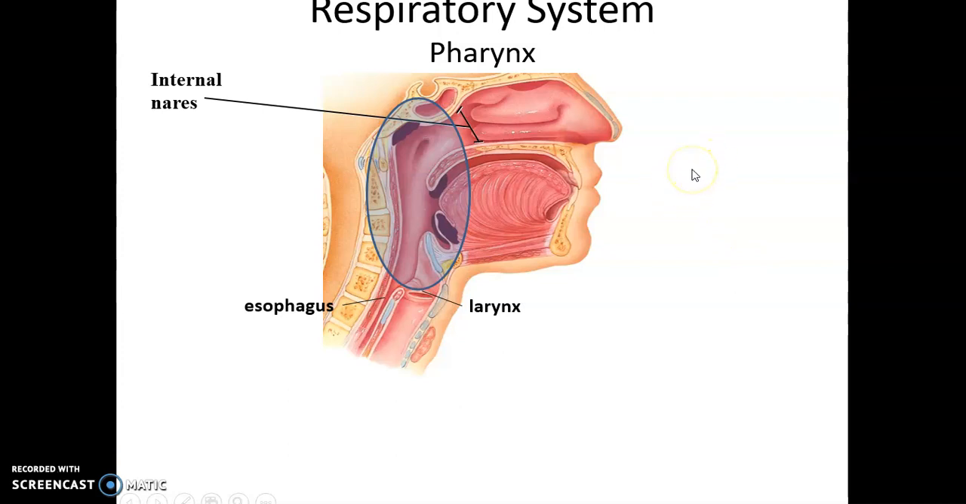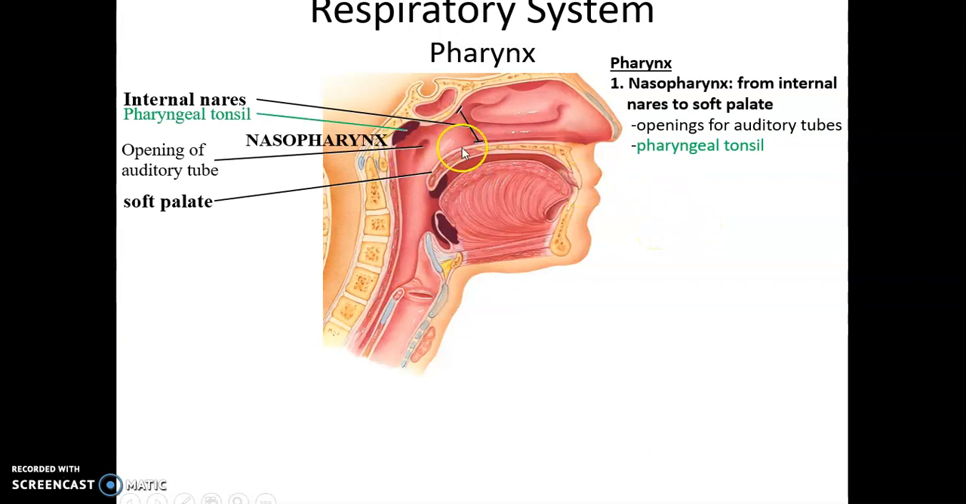So, as mentioned in the previous lecture, air will leave the nasal cavity through the internal nares and enter the pharynx. The pharynx, or back of the throat as it were, goes from the internal nares to just above the esophagus and larynx.